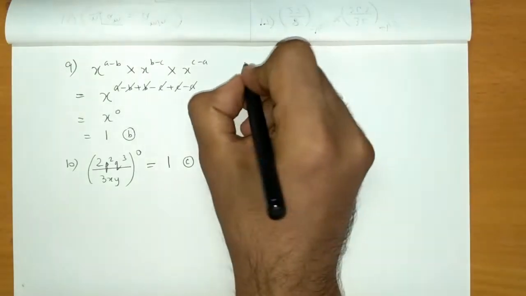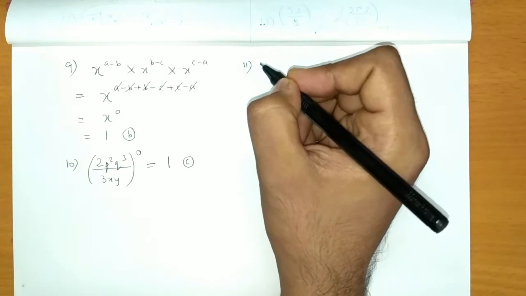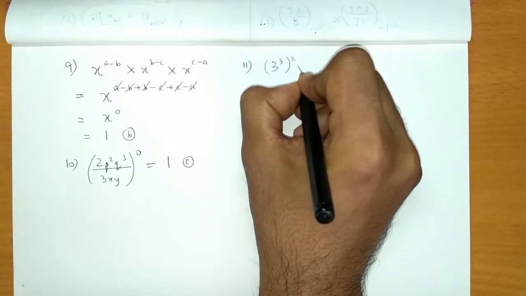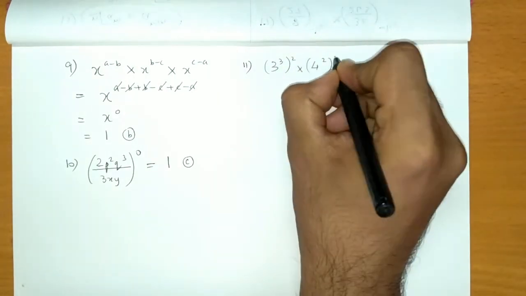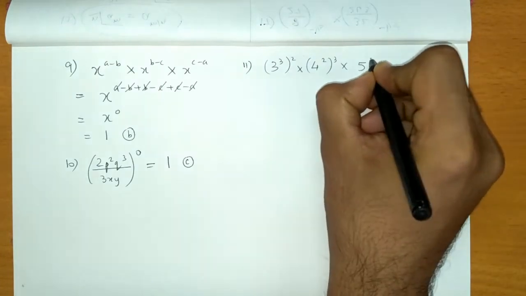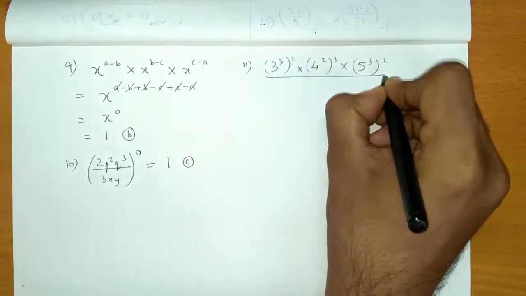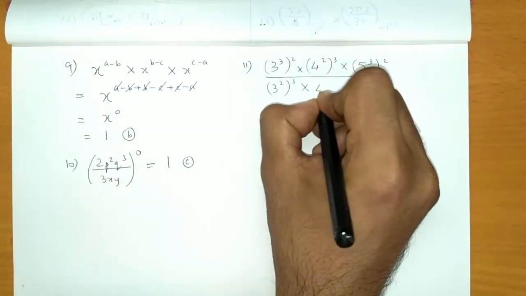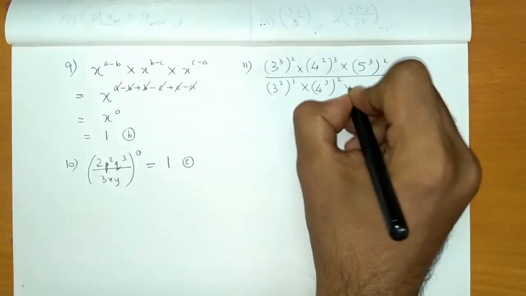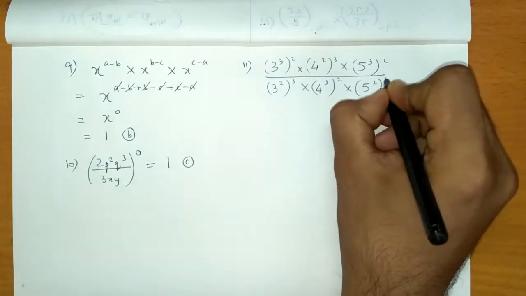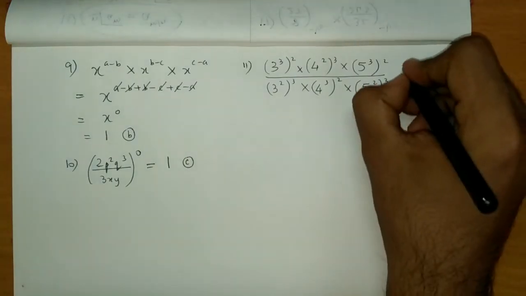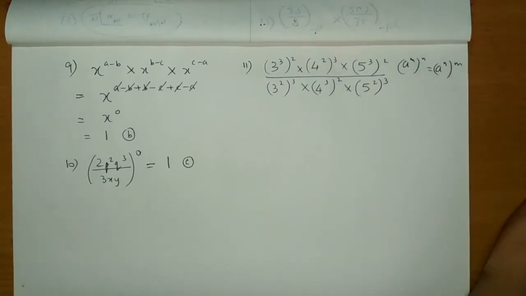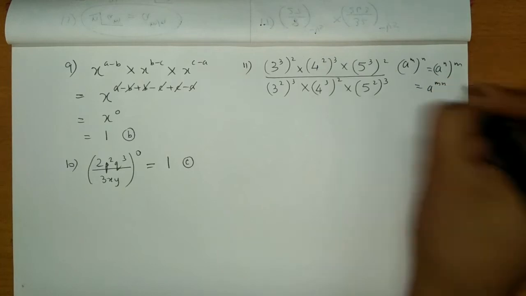Okay, let's go to question number 11 now. You have to find the value of 3 cube the whole square into 4 square the whole cube into 5 cube the whole square divided by 3 square the whole cube into 4 cube the whole square into 5 square the whole cube. Now we know that a raised to m raised to n or a raised to n raised to m both are equal to a raised to mn.